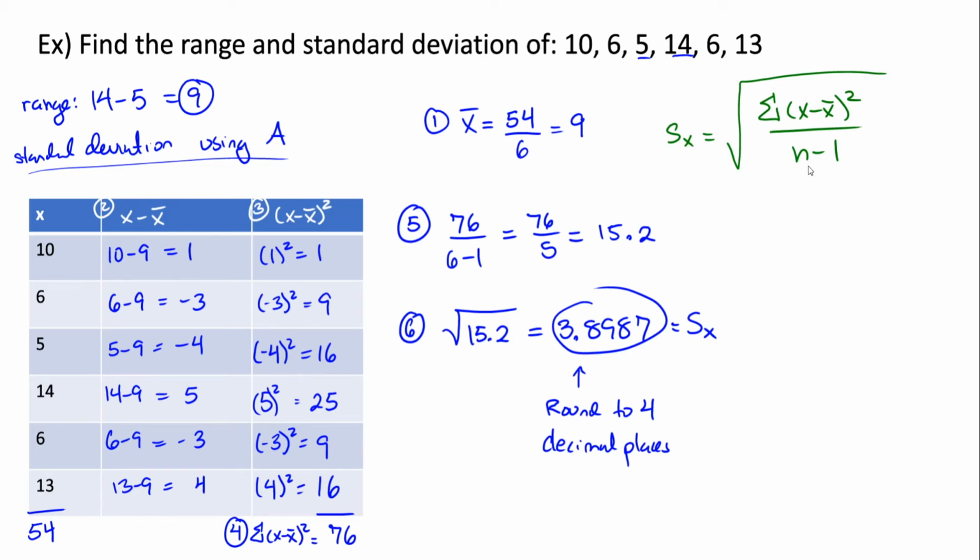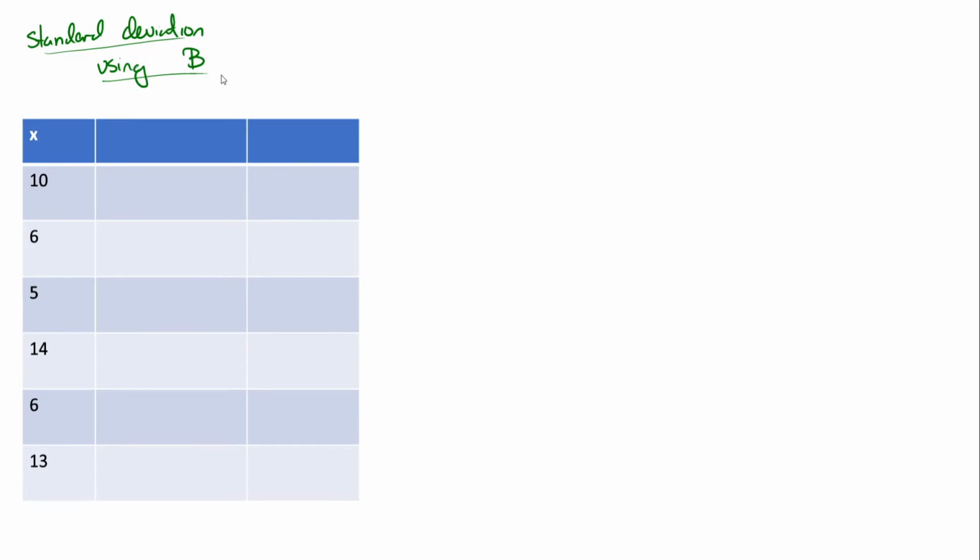Now we'll look at this same example again, but we'll use formula B instead of formula A to see that we get the same answer. And if you're not relying on the calculator, you can choose whichever formula you like better and solve that way. So the first step in B says to add up all the values, square the answer, then divide it by n. So if we add up all of these values, again we end up with 54.